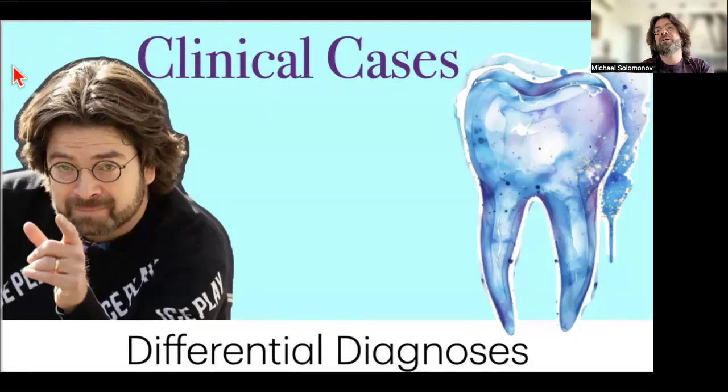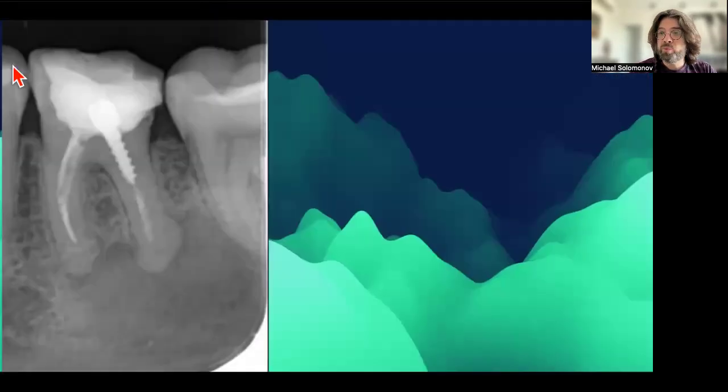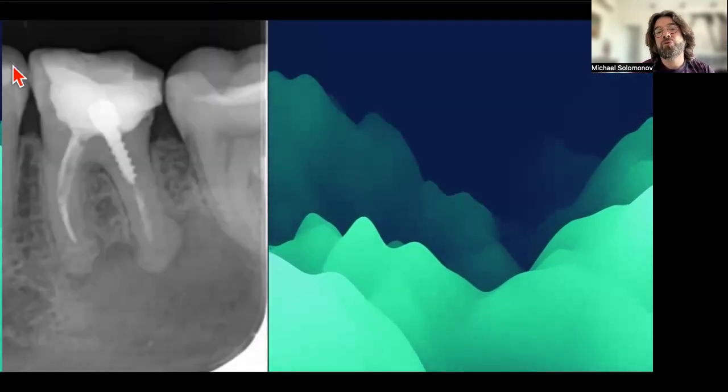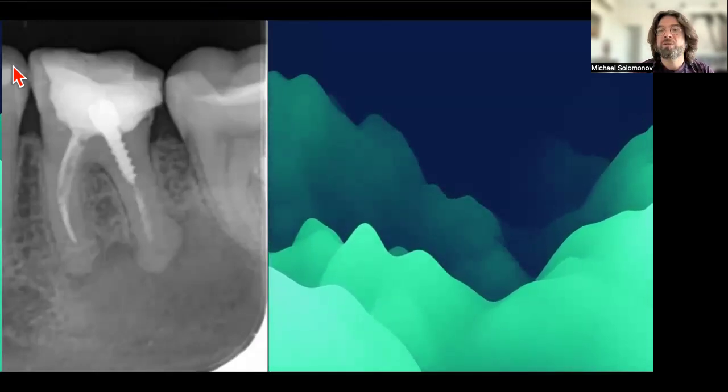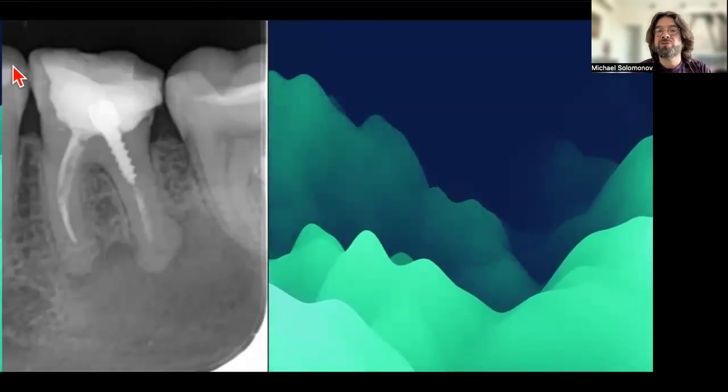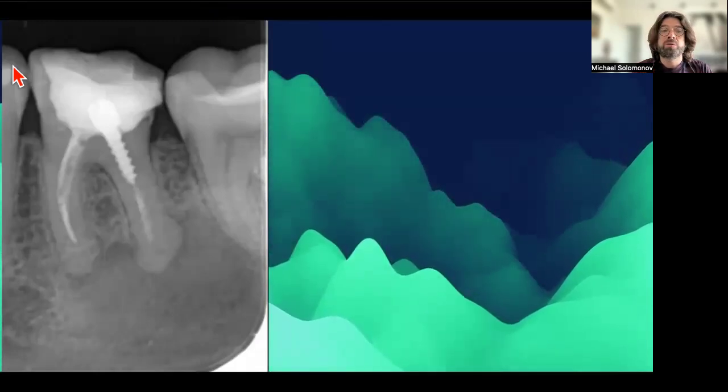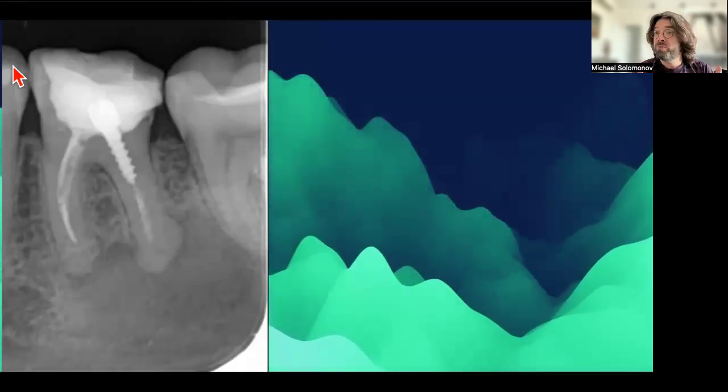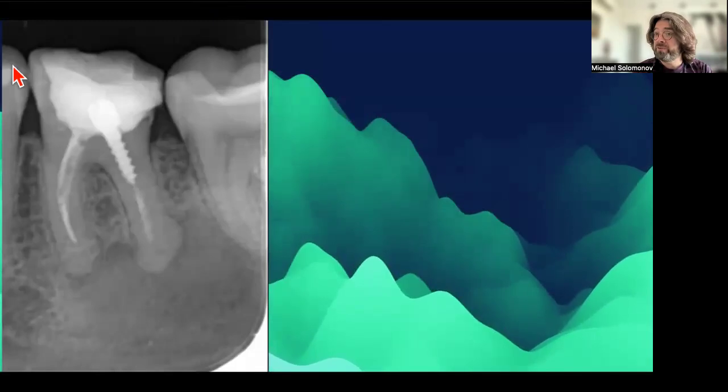Dear colleagues, this is the clinical case that I prepared for you today. This patient was referred to me by his dentist. The endodontic treatment was done many years ago. No pain, no discomfort, just a translucent area.